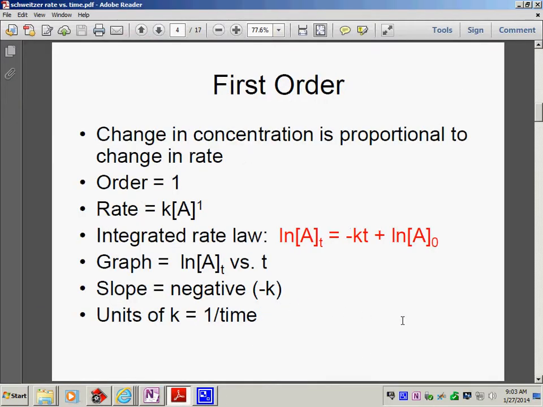All right, flipping to first order. There is my equation. Negative kt, plug it in. First order, there's my graph right here. There you go. Slope 1 over time technically would be my units. Again, not a lot of questions on the AP exam about those units.